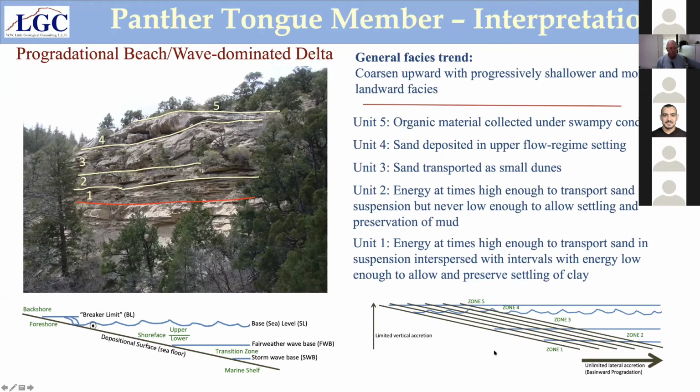Okay, so this succession has been identified by many as reflecting a progradational beach. And where you're likely to get a progradational beach is going to be close to a river that's carrying a lot of sand in a zone that has high wave energy. And so these are also reflective of wave-dominated deltas.